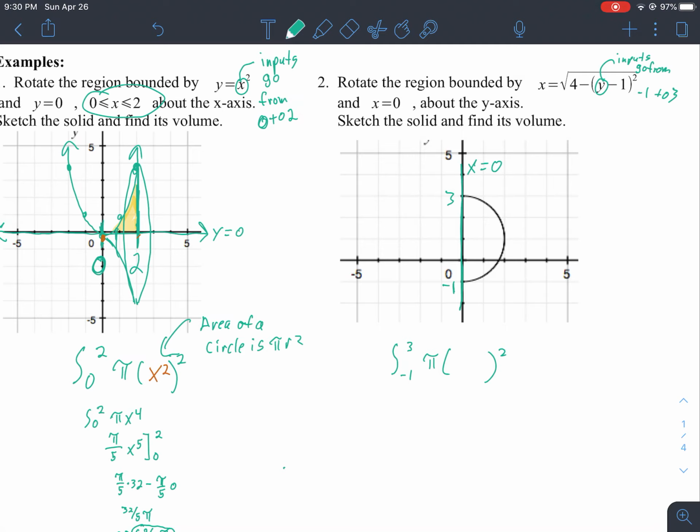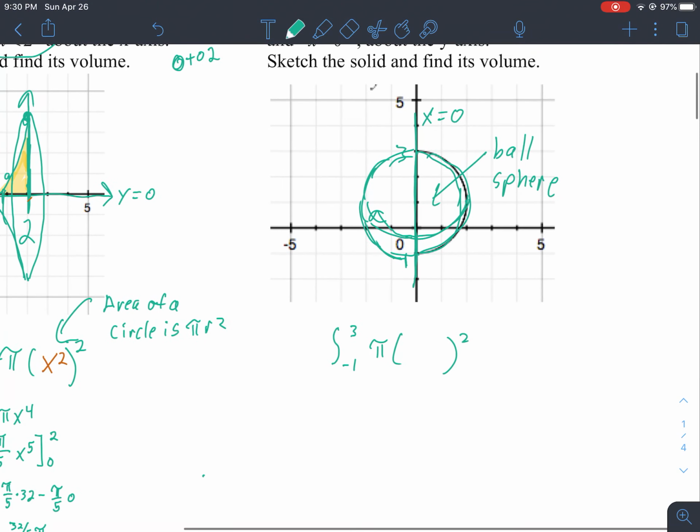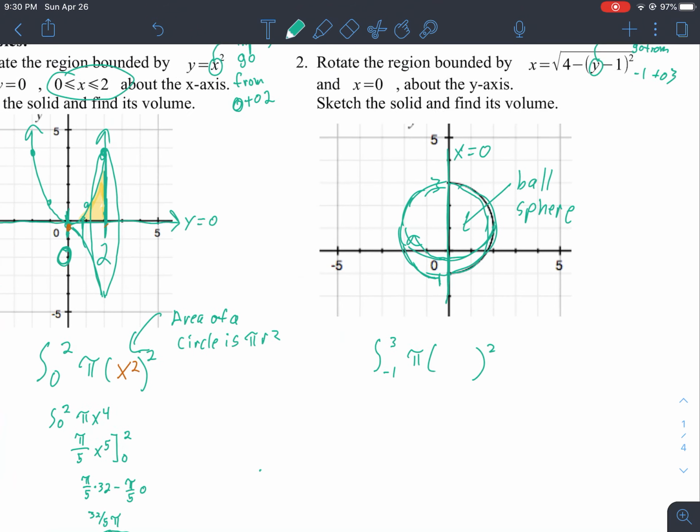About the y-axis, so we have to take this circle and pull it out in 3 dimensions around the y-axis. So the other side ends up over here. If we pull this circle out in 3 dimensions, we end up with a ball, or more technically called a sphere. So what's the volume of the sphere? Well, I don't know, but it goes from -1 to 3, and it's pi r squared.